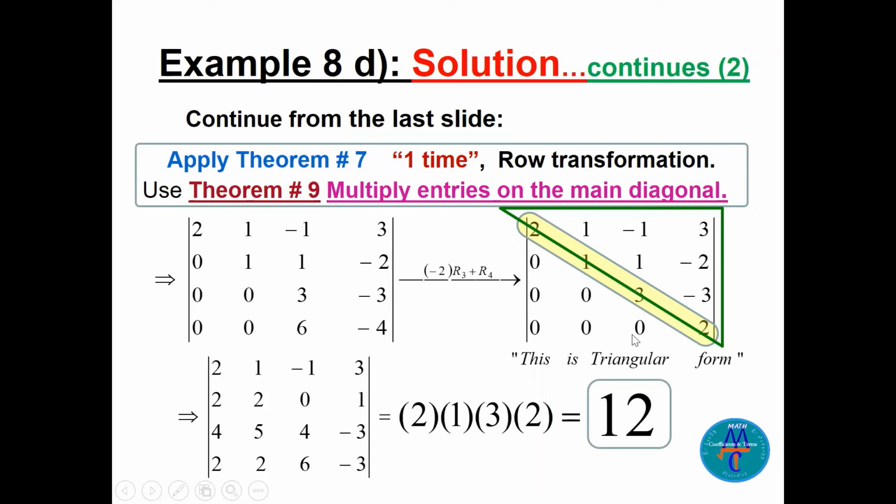And we have all zeros under the main diagonal. So this is triangular form. And the determinant that we need is 2 times 1 times 3 times 2, which will be 12.